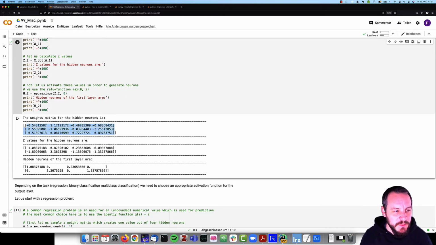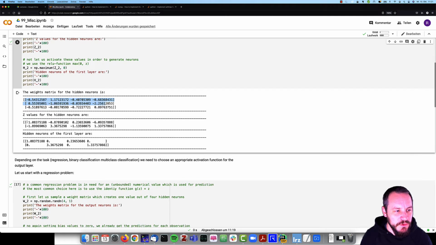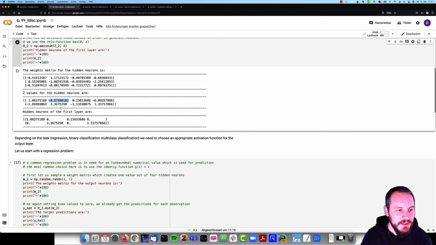But multiplying the original input with this 3 times 4 matrix then generates a 2 times 4 matrix. So here each row is representing the observation. It could be person 1 and person 2. And each value here is like the Z value which we have before we activate the values in the hidden layer.